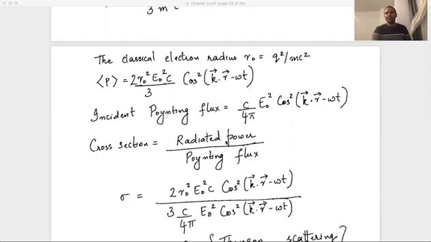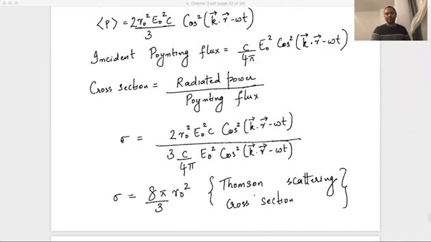And so the cross section is just the radiated power divided by Poynting flux, right? So on the top you have ergs per second. On the bottom you have ergs per second per square centimeter. And if you divide the two, then you get the cross section in centimeter square, which would take this amount of Poynting flux and result in this amount of radiated power, right? And that cross section I'm going to call sigma, and it works out to be 8 pi by 3 times r naught square. And that is called the Thomson scattering cross section.